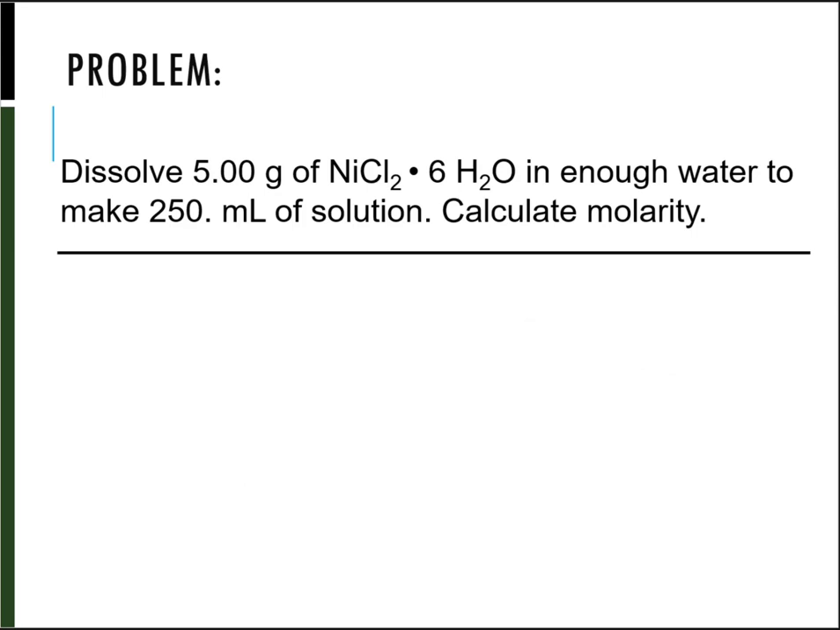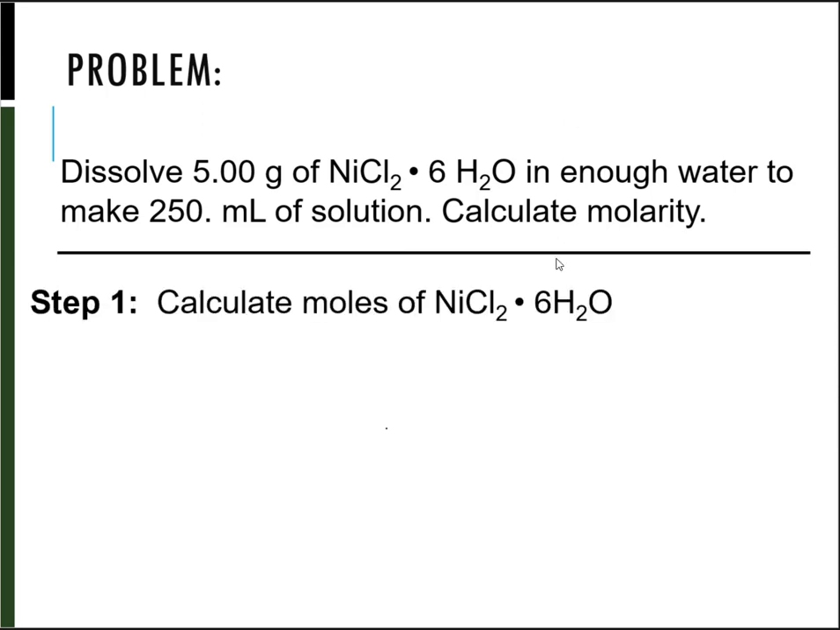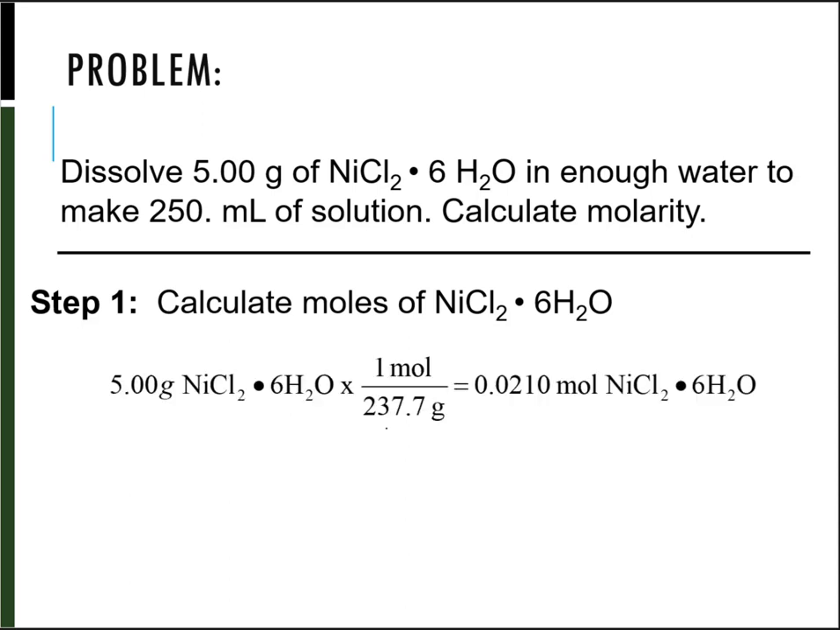We're going to dissolve 5 grams of nickel chloride hexahydrate in enough water to make 250 milliliters of solution. Calculate the molarity. Why don't you pause the video and see if you can set this up. First we want to calculate moles. If I have grams, so 1 nickel, 2 chlorines, and 6 waters has a mass of about 237.7. So that would be moles of the nickel chloride hexahydrate.